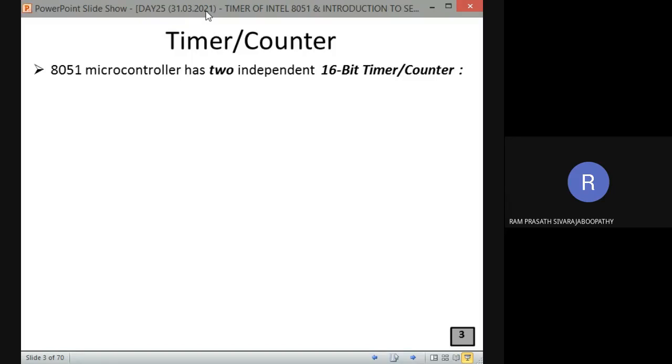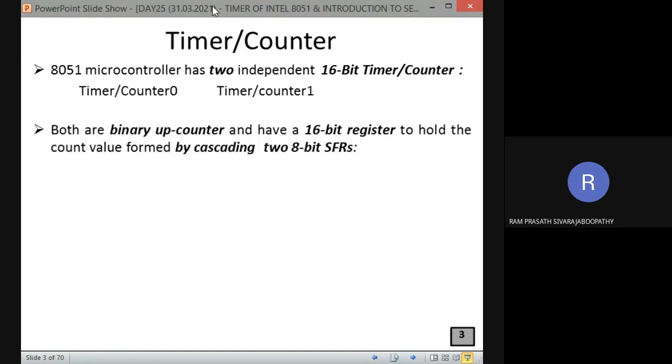The 8051 microcontroller has two independent timer/counters. Can you name the timers? What are the two timers we have in 8051? Kindly type it in the chat. Yes, timer 0, timer 1. Very good. So it is termed as timer/counter. That means it can be configured either as a timer or a counter. That's why we are saying timer/counter.